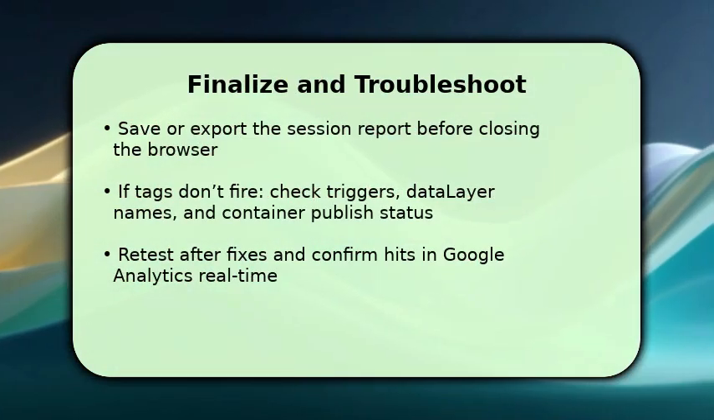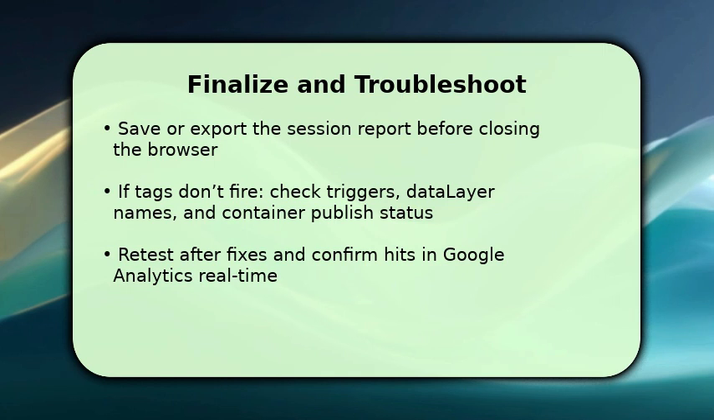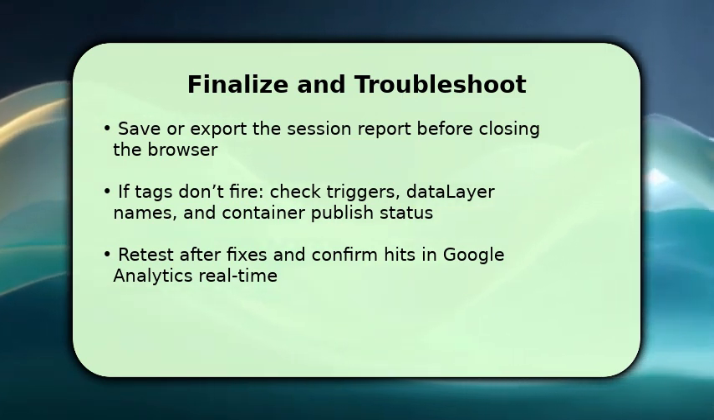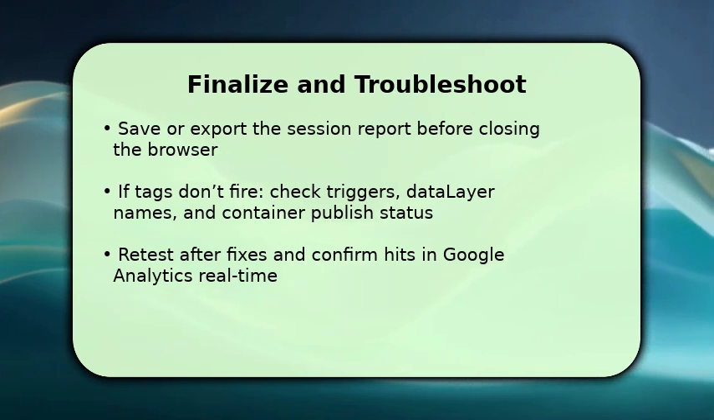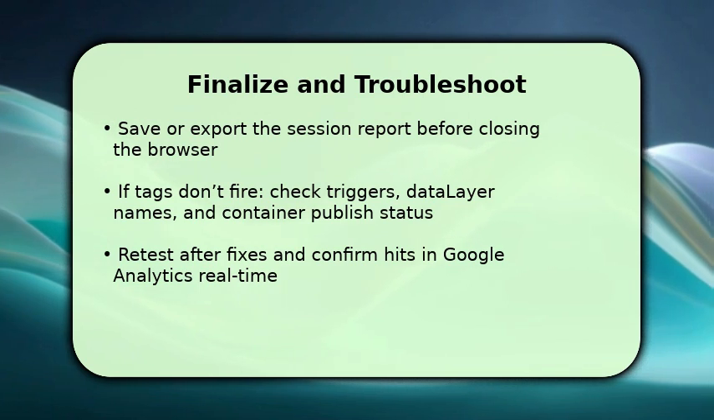If a tag failed, prioritize checking trigger conditions, data layer variable names, and whether the container is published. Unpublished changes won't fire in production. Make sure there are no console errors blocking scripts and that any ad blockers are disabled during testing.